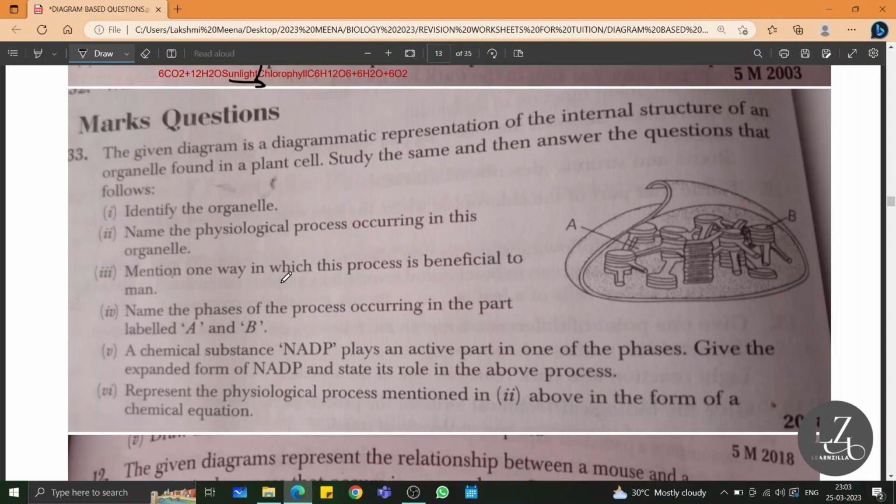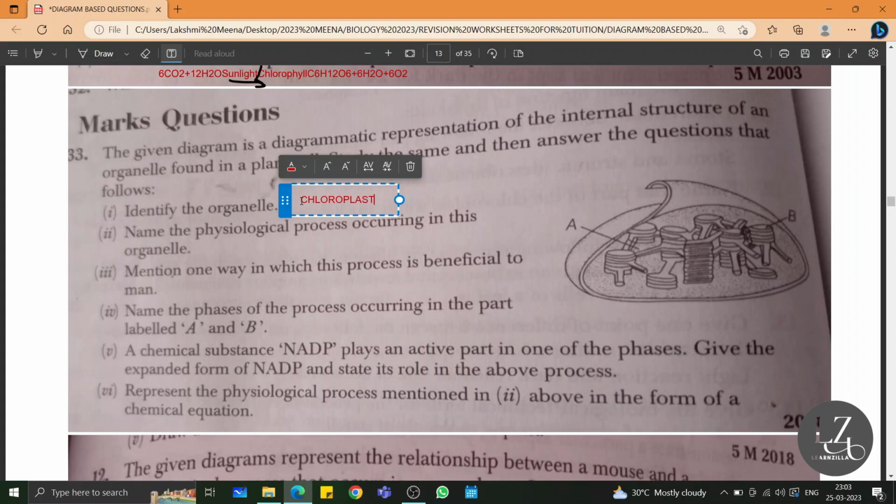So, the next important question from the photosynthesis chapter is: the given diagram is a diagrammatic representation of the internal structure of an organelle found in a plant cell. Study the same and then answer the questions that follow. Remember, a plant cell has this organelle which helps in certain processes. So, what is the organelle? By looking at the diagram, you must easily identify it as chloroplast. The organelle is chloroplast.